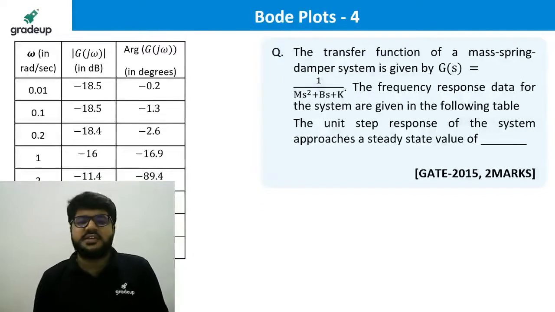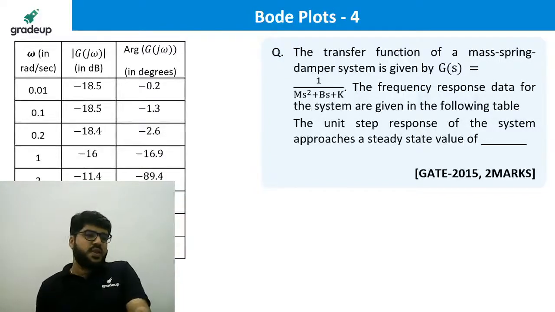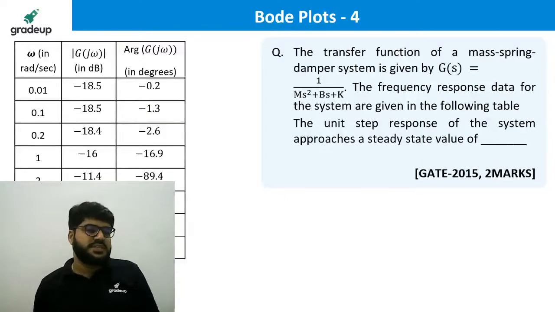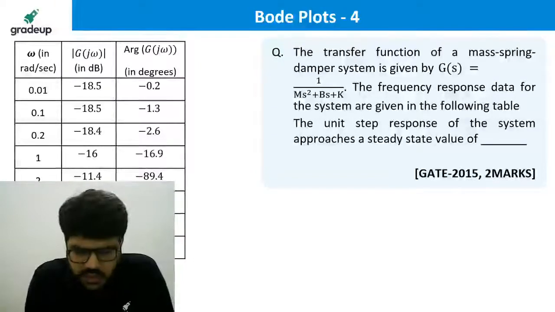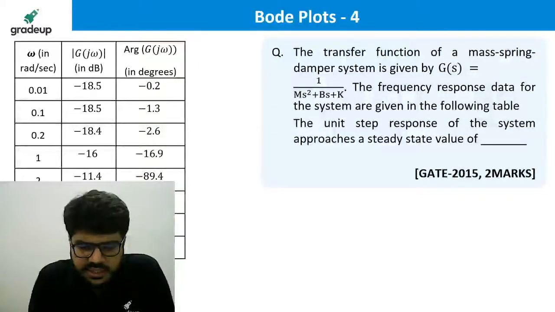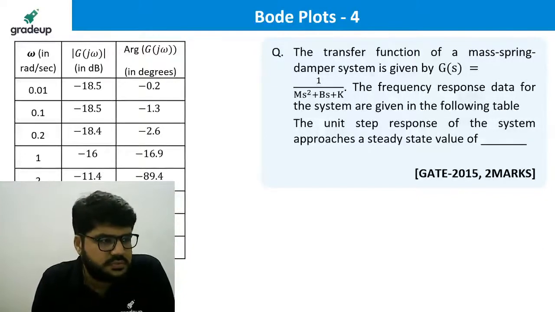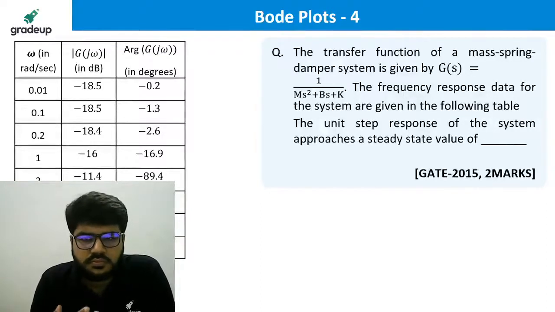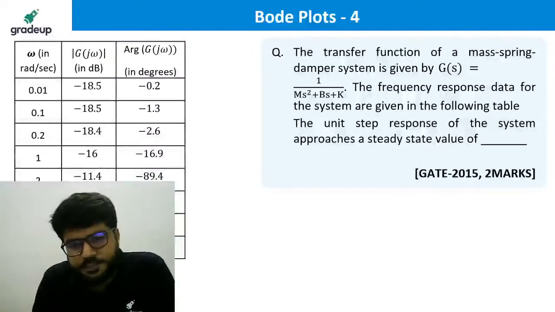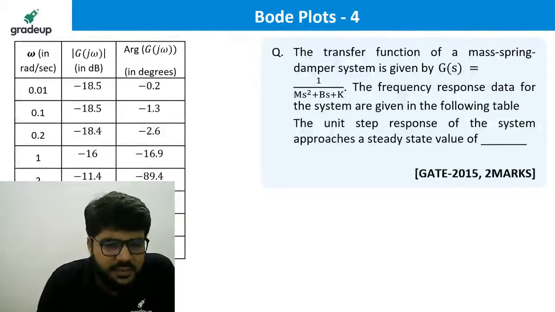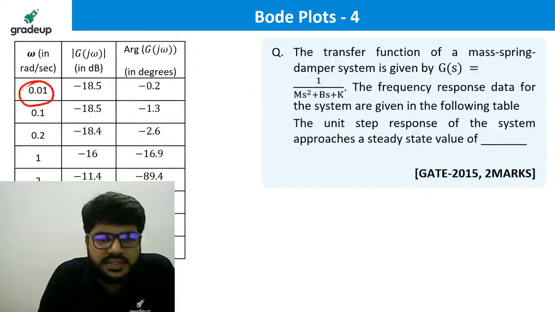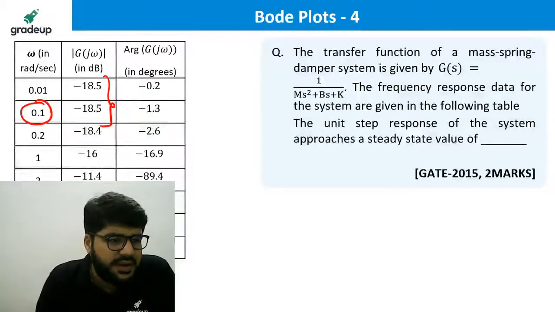I am giving you the frequency response data of the system in the tabular form. The question: the unit step response of the system approaches a steady state value of what? From the table, see here omega, the starting frequency given is 0.01. Starting frequency is 0.01 and up to 0.1 it is constant. The magnitude is just coming as constant.